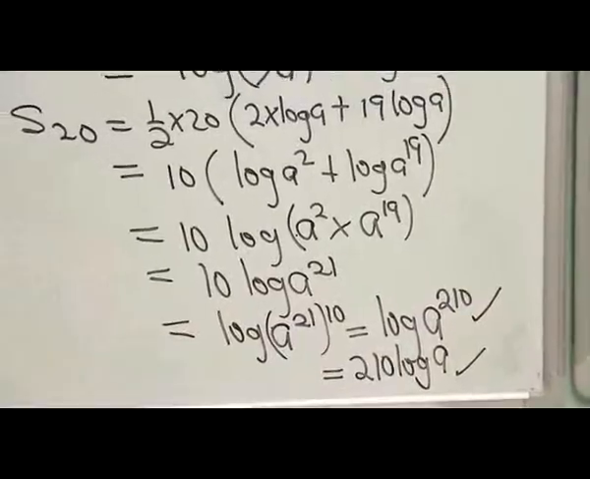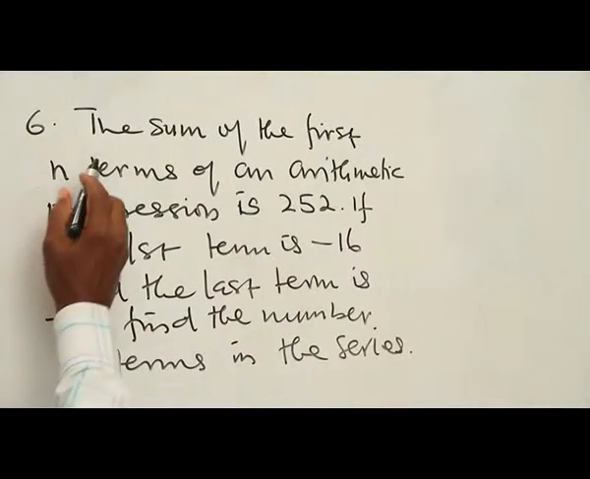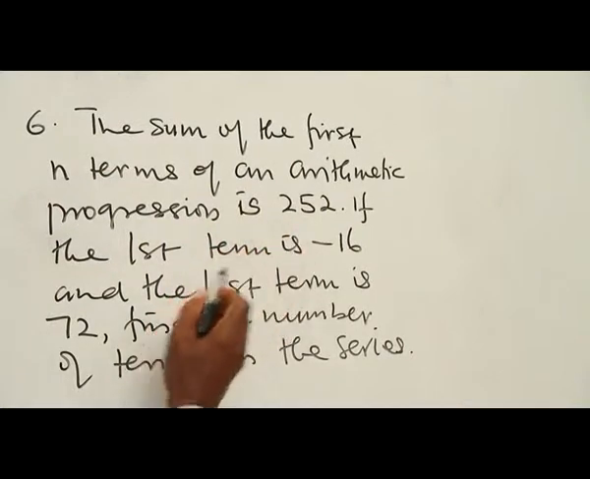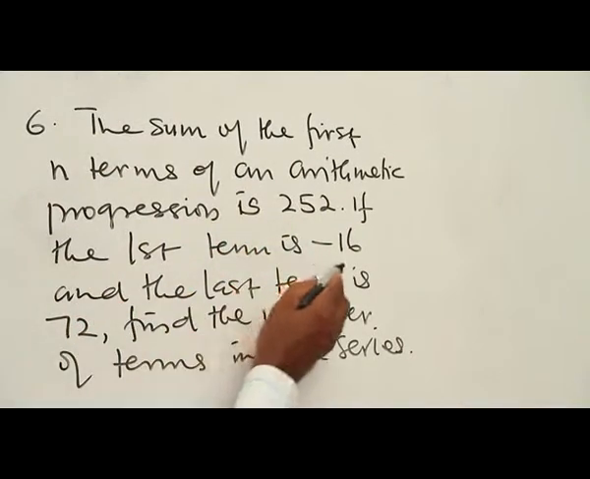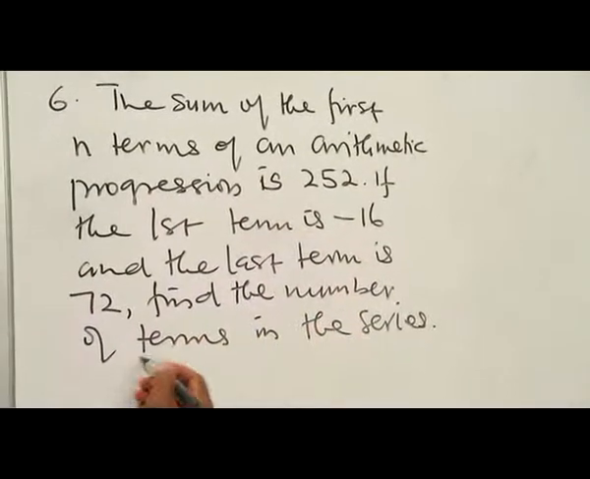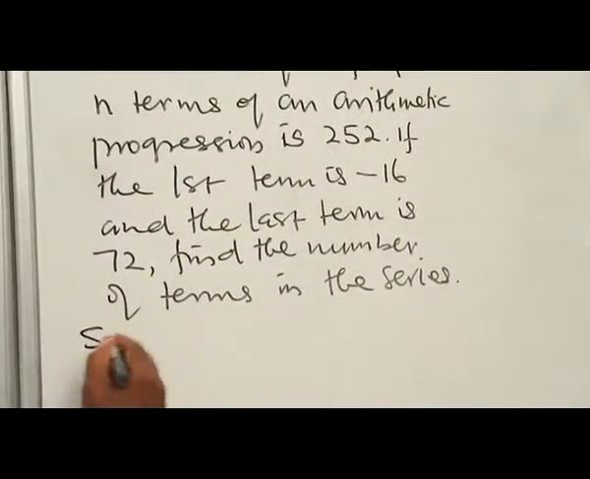Both are correct. Example 6. The sum of the first n terms of an arithmetic progression is 252. If the first term is minus 16 and the last term is 72, find the number of terms in the series. Solution.